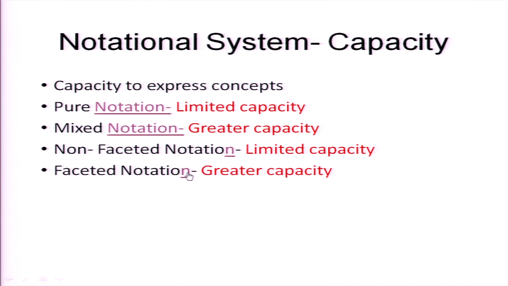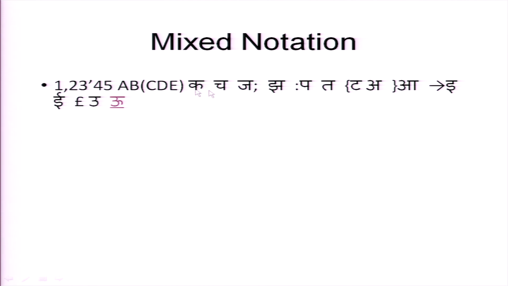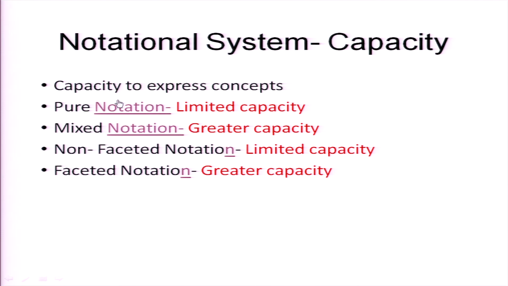Similarly, there is faceted notation, and this is an example of faceted notation. You will see that these different types of notation are available, and the facets are visible here. These are all examples of mixed notation. So we have different ways of categorizing notation, which is part of a notational system: pure notation, mixed notation, faceted notation, non-faceted notation.